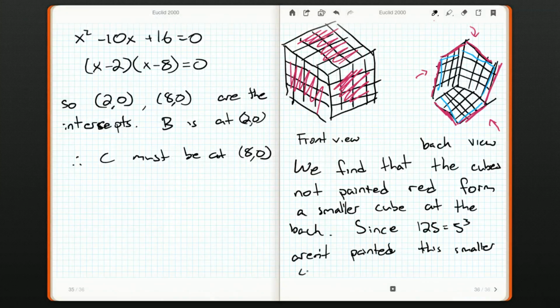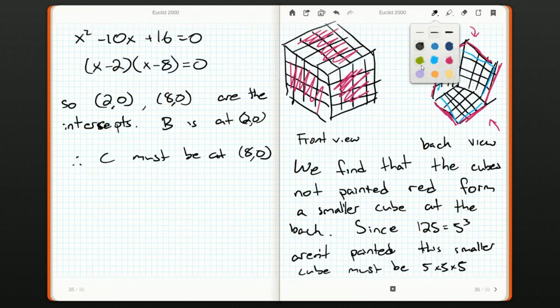This smaller cube must be 5 by 5 by 5. And we want to know what n is. n is the side length of the original cube. Well, if we just take a look here, and we'll use maybe green, the side lengths that become 5 are everything up to a tiny little buffer of size 1. So here we have 5, and then here we have 1, this sort of border of cubes that do touch the red faces.